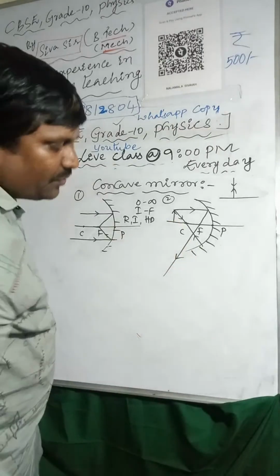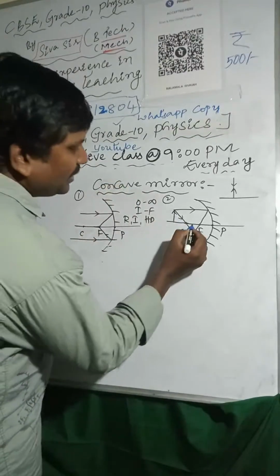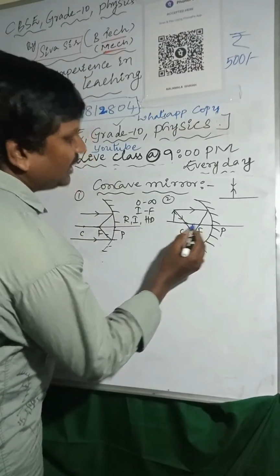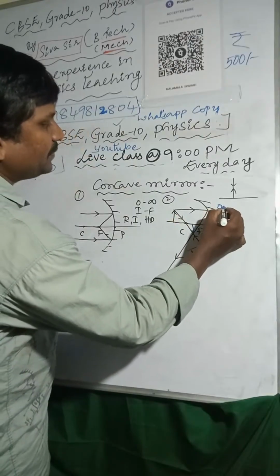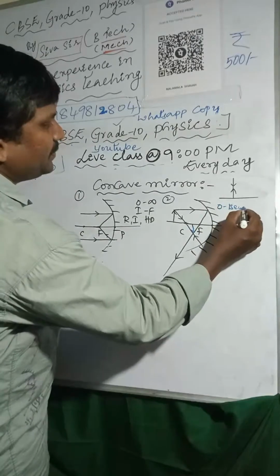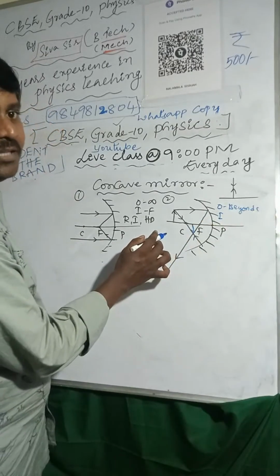So the image will form here, between C and F. The object is beyond C, and the image will form between C and F.